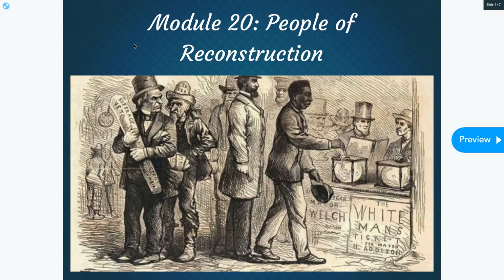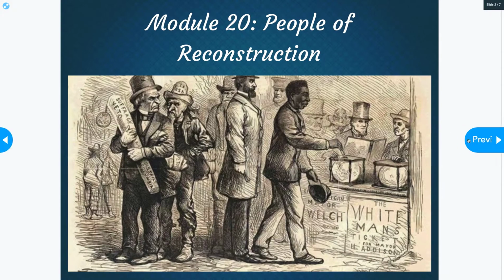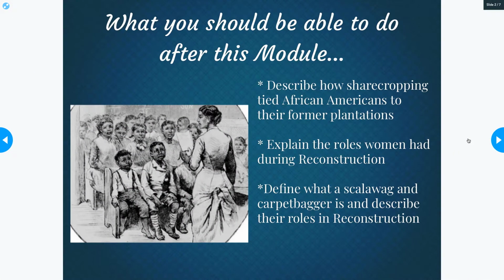We're going to do a quick presentation, a quick lesson this week on the people of Reconstruction. This module really builds on Module 19, which was Reconstruction itself. This just basically gives you a look into who's doing the reconstructing, because it is a significant shift in the power structure. You don't have the rich whites running things in the South during this time, and really it's a complete shift in dynamic.